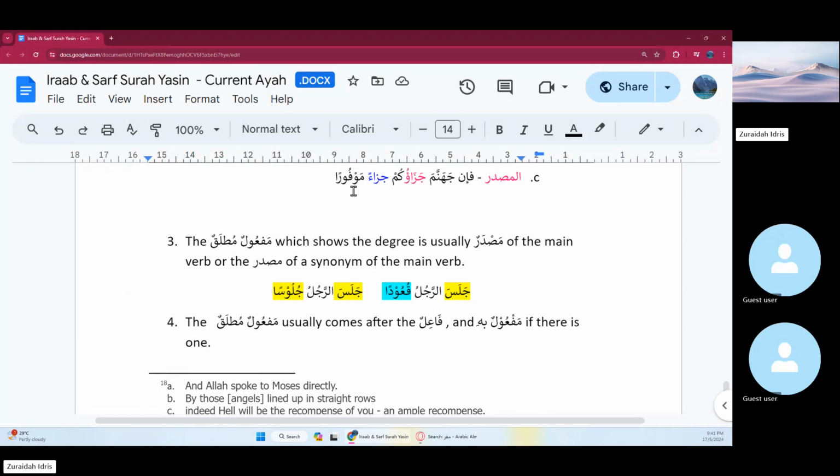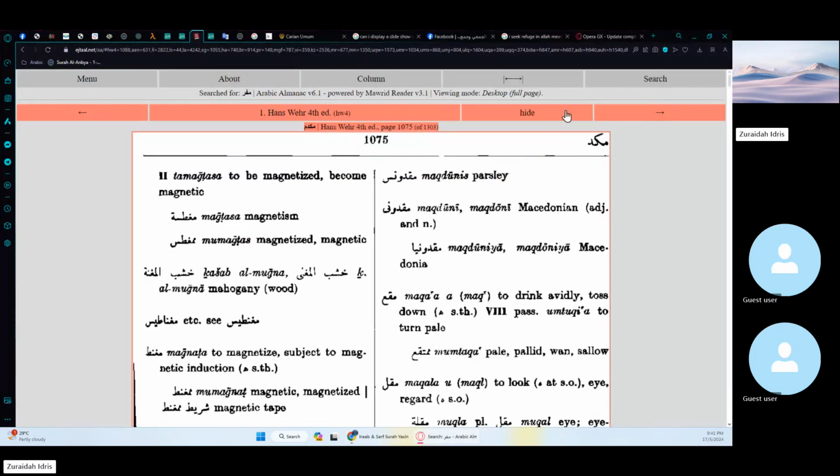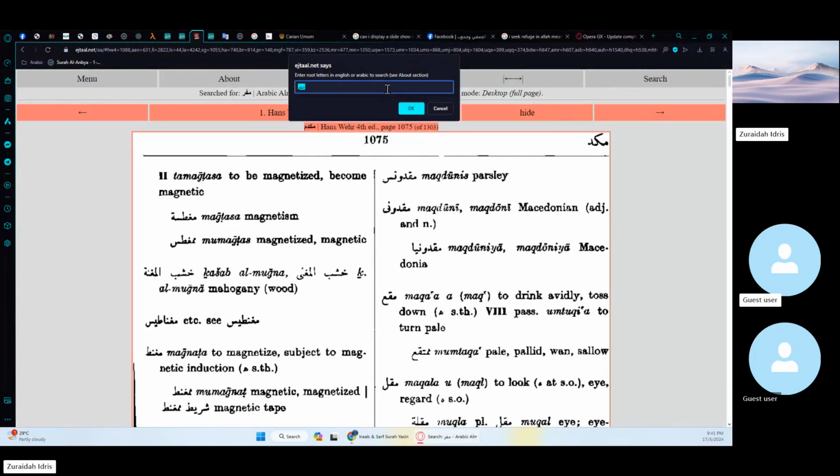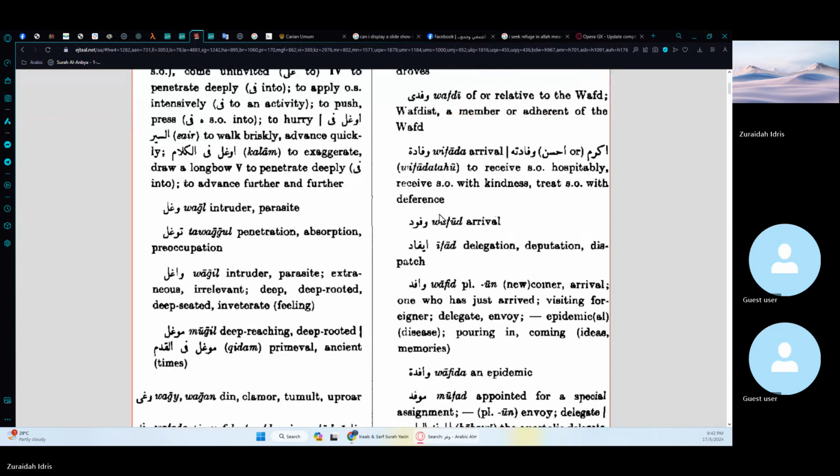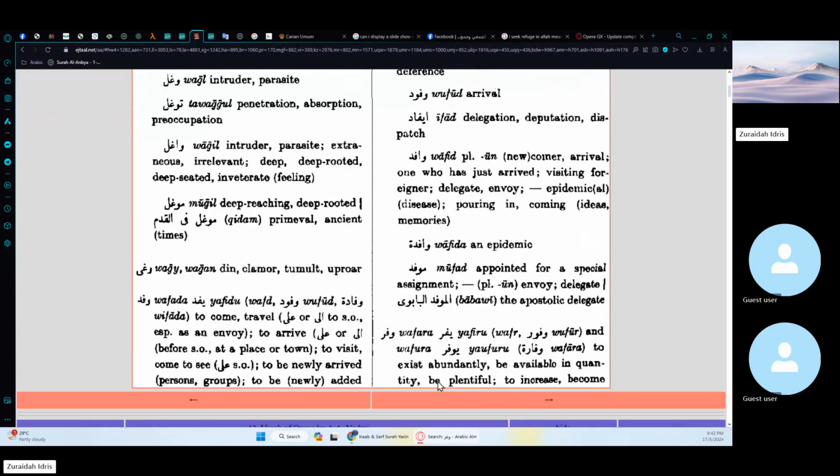What form is this? It's not maf'ul. If it is maf'ul, then it's wow fa-ra. Sorry. Yeah, exists abundantly, plentiful. So it's ample, big, huge, available. So that's mawfura. Yeah, correct.